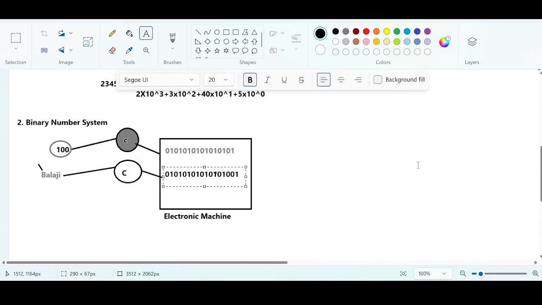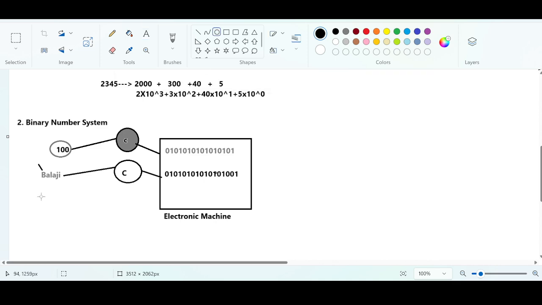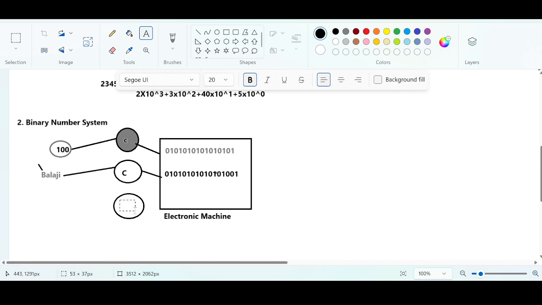Because this is how the machine will understand. Okay, we understood about storing the integer. We have understood about storing the string character. What about storing any audio?